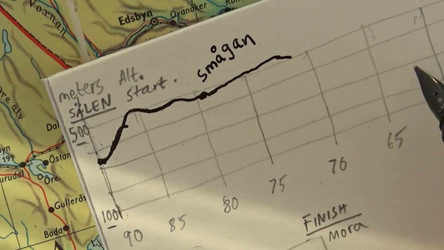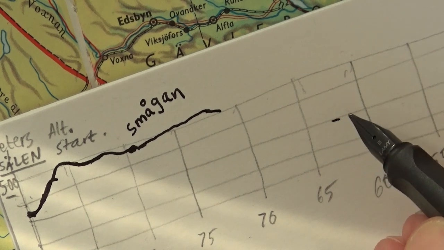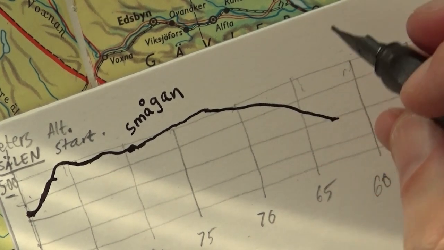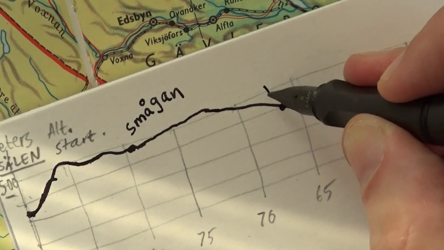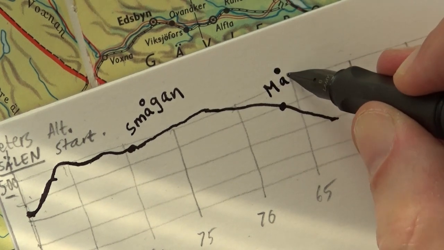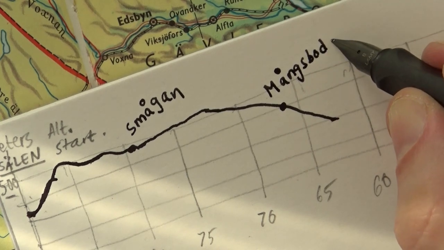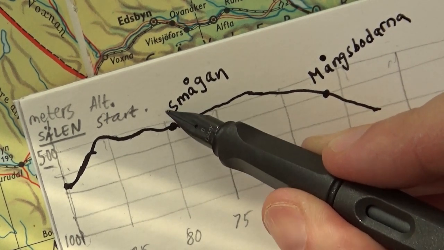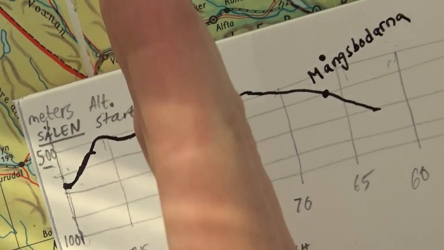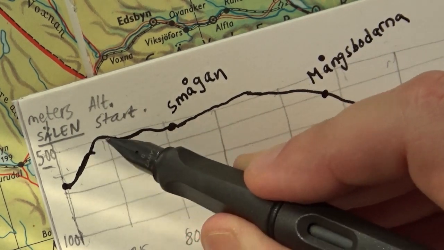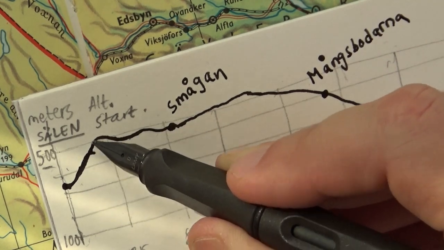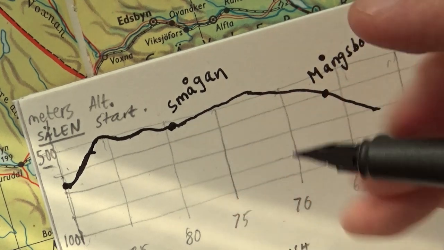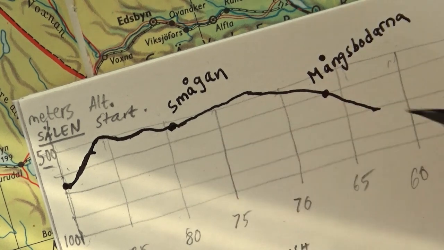And then it's a very long downhill. And you pass Mångsbodarna. By the way, after 2 hours or something like that, in Smågan station, they put a rope over the tracks. So those who still haven't reached Smågan on that time, I don't know exactly when they do this, but then time is out and you can't continue competing. You were too slow.